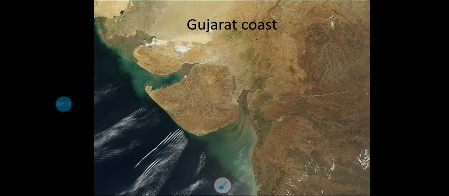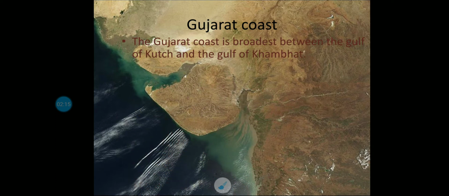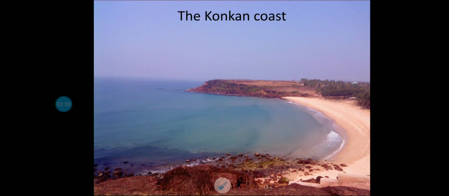Now, this is the Gujarat Coast. The Gujarat Coast is broadest between the Gulf of Kutch and the Gulf of Khambhat. A gulf is an inlet of the sea that has a large area of water, partially surrounded by land.